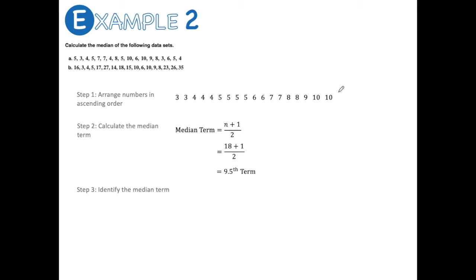So the third step is now to identify the median term. And to do that, I need to number from the beginning of my number set until I get to the 9th and 10th term. So doing that, I start at 1, 2, 3, 4, 5, 6, 7, 8, and then 9th. So my 9th number is 5. My 10th number is 6. So my median is going to be in between 5 and 6. So to be able to calculate the median, I need to add 5 and 6 together and divide it by 2, and that is going to be 5.5. So my median for this example is going to be 5.5.